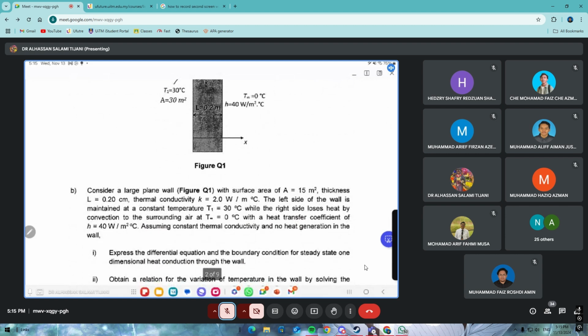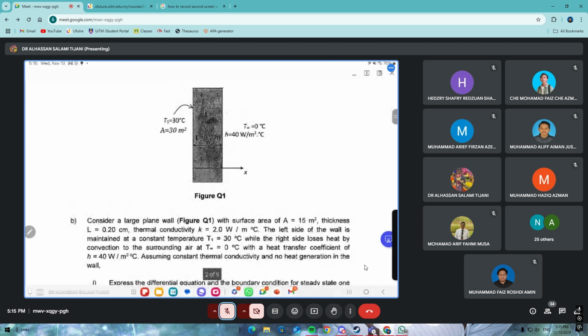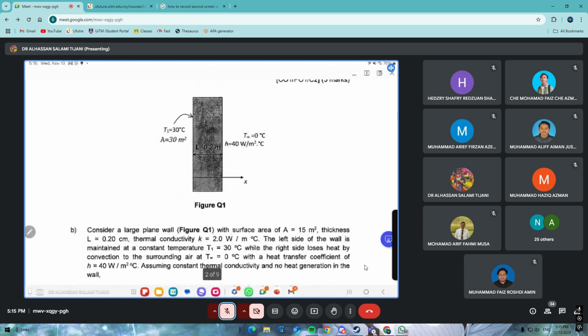The question is, consider a large plane wall. So we have a large plane wall in this question with a surface area of 5 meters squared. And the thickness is L equals 0.2 centimeters. That's the thickness. And then we have, let's see.